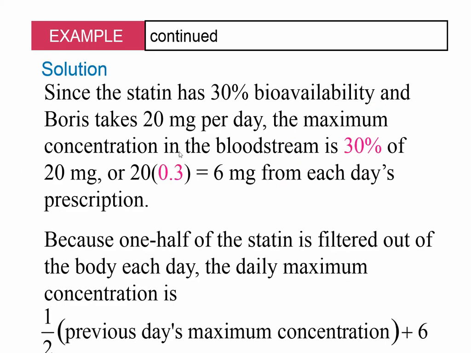Let me go back real quick here. He takes 20 per day. It only has a 30% availability. So the first day that he takes it, there's only 6 milligrams in his bloodstream. Then half of it is filtered out the next day. So when he takes the next one, he's only got about 3 left in there.